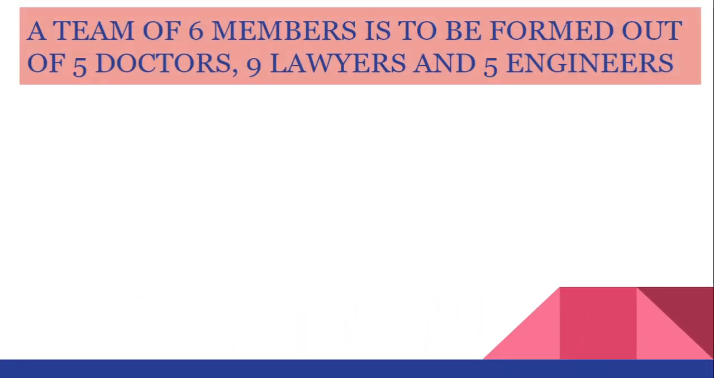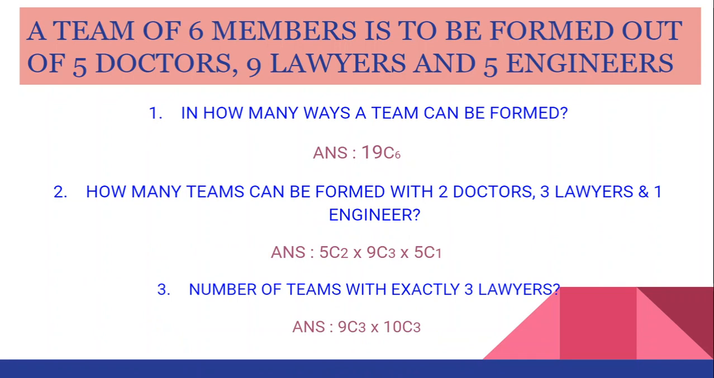Now let's see another question for your understanding. We have a team of 6 members to be formed out of 5 doctors, 9 lawyers, and 5 engineers. So what's the first question? That is, in how many ways can a team be formed in total?